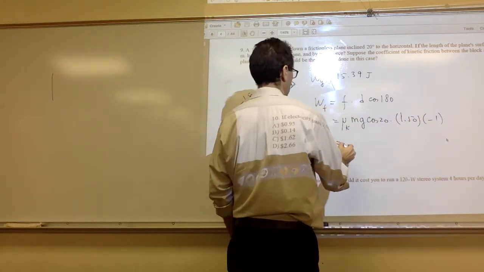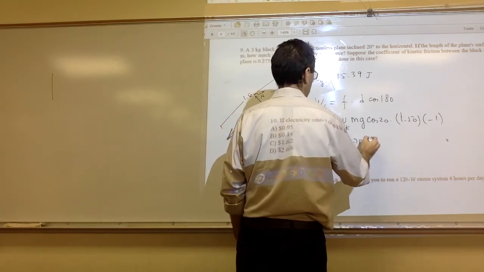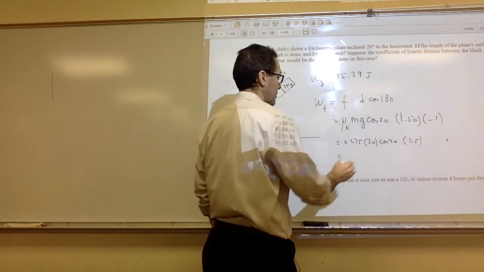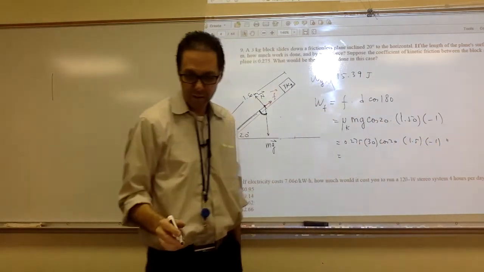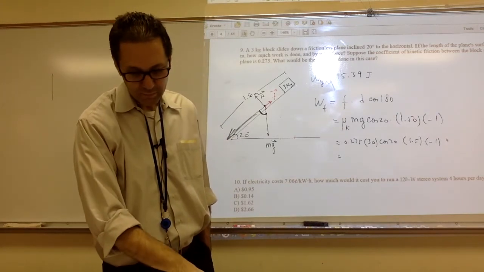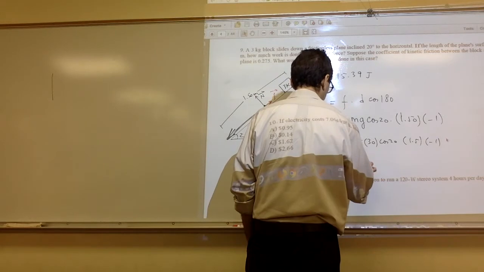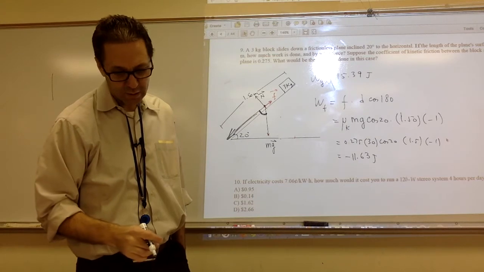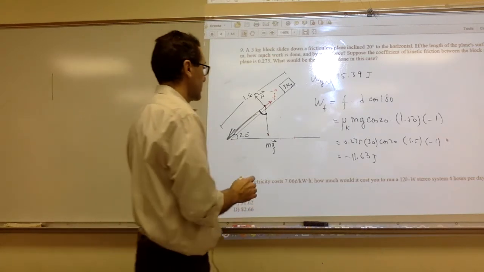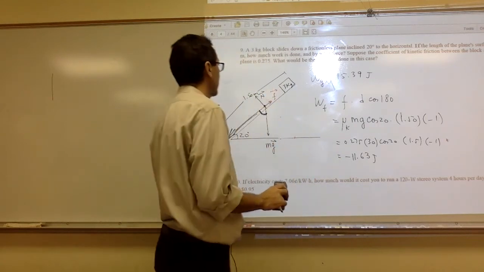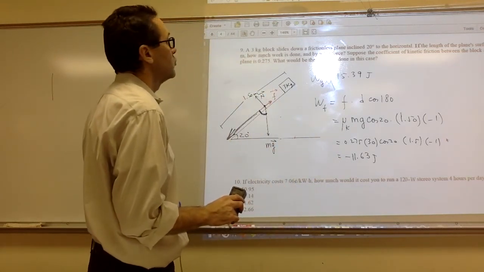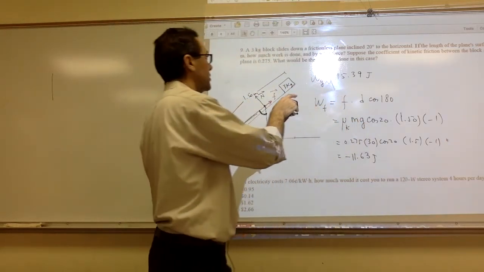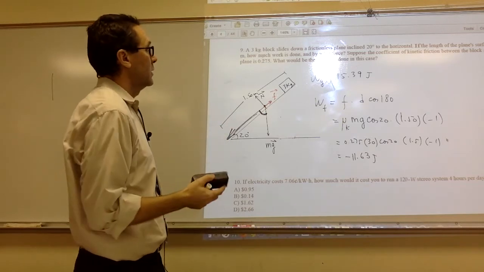So now this is going to be 0.275 times mg, which is 30, cosine of 20 times 1.5, and times negative 1, of course. And the answer is negative 11.63 joules. Now to do the net work, you just add up those two numbers and you should get about 3.76. Okay. And then later on, when we learn the work energy theorem, we can try to find the net work a different way.